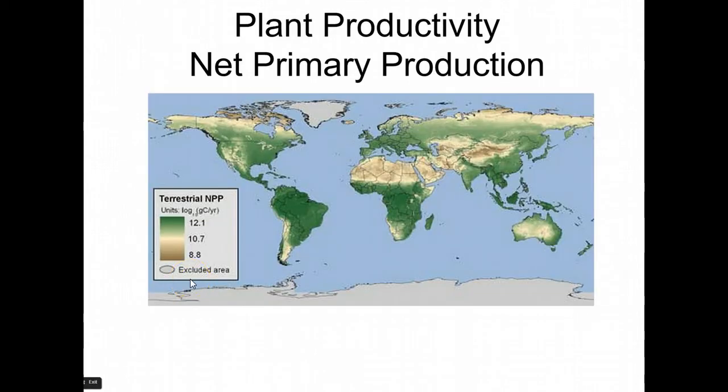Now let's talk a little bit about productivity. This is just a picture of the world, and the greener it is means that the net primary production is higher. So you can see basically where plants grow, where production is, this is plant production. You know, where you would like to live and where you really wouldn't want to live.